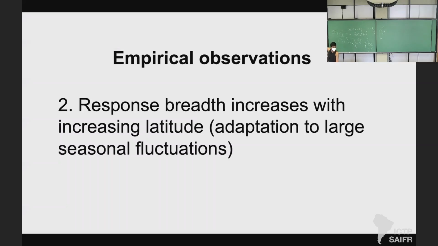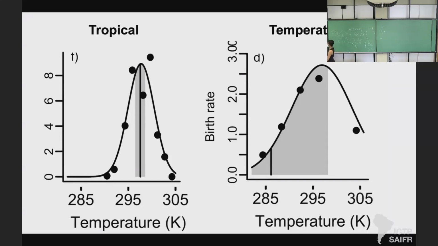A second empirical observation is that the response breadth increases with increasing latitude as an adaptation to withstand larger fluctuations. That's sort of a no-brainer, right? So here is a tropical and temperate species. You can see that tropical species tend to be thermal specialists, temperate species by necessity have to be thermal generalists. And you can see beautifully that they stay near the optimum. And this shaded region is the seasonal regime experienced by the species.